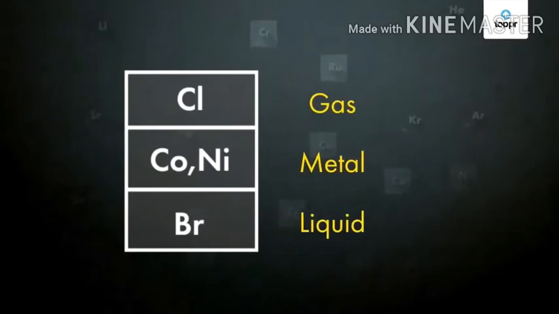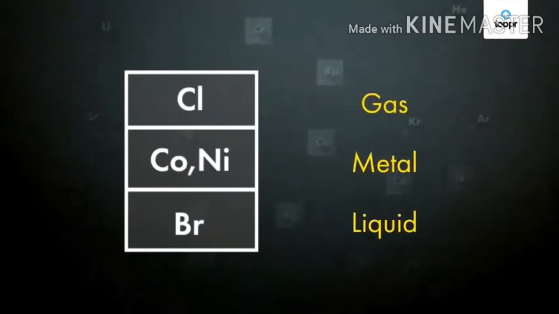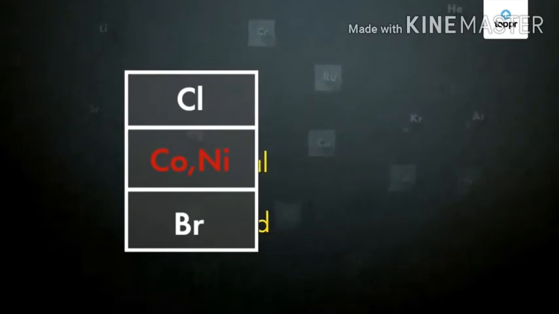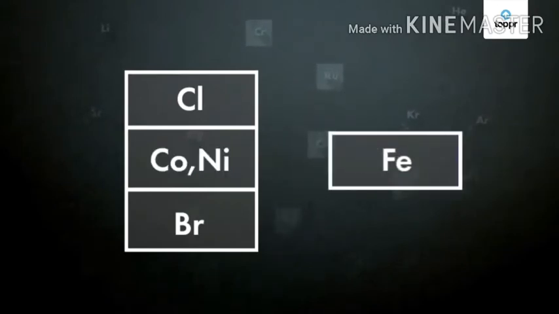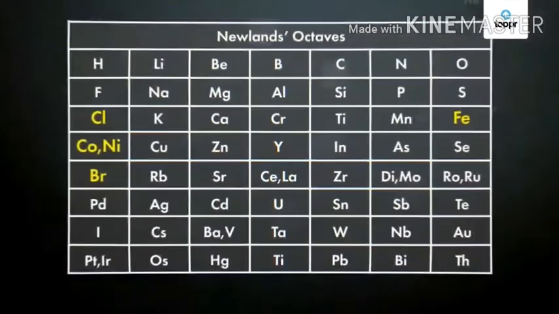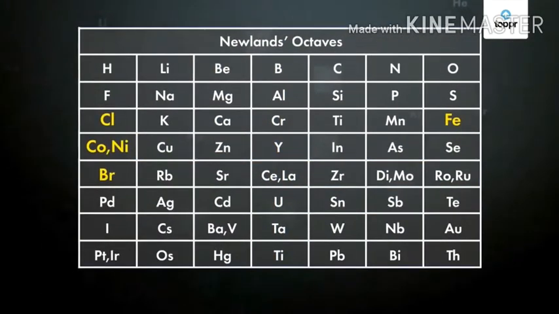Look here, children. Chlorine and bromine are entirely different from cobalt and nickel, since cobalt and nickel are metals. But he included them in the same slot. Iron is similar to cobalt and nickel, but iron is placed far away in the table. The same problem is faced by cerium and lanthanum also.